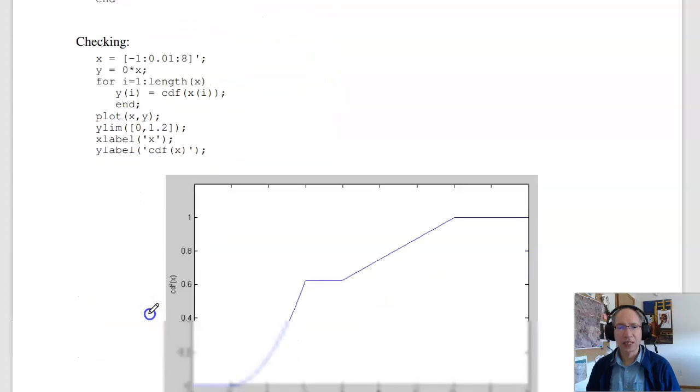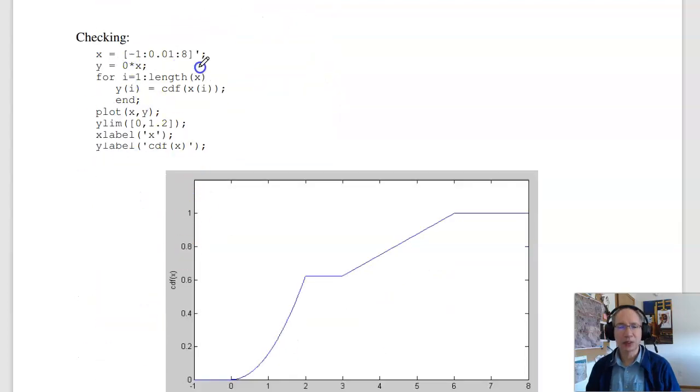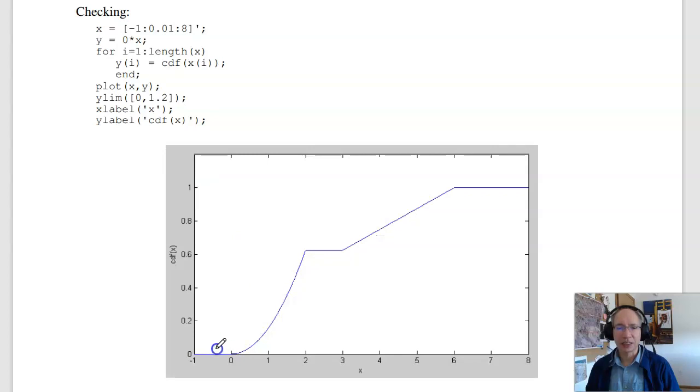And to check, what I can do is have x sweep from -1 to +8, calculate the probability at each point, then plot it. And here's what you get. So this is the CDF, this is the total area to the left. And as a check, it's got to be 1. It's got to wind up at 1 and start at 0.